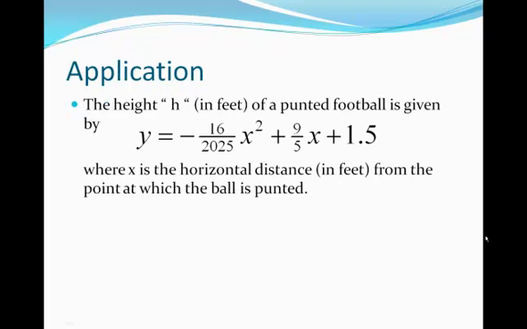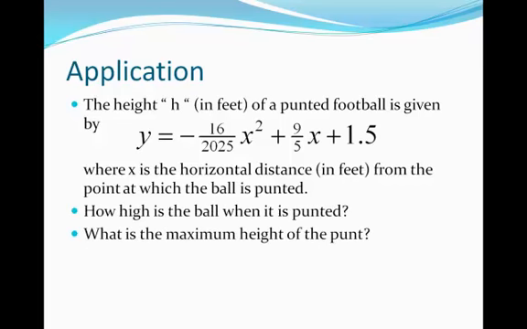In our first problem, we're given that the height h of a punted football is given by the following quadratic equation. Here, y represents our height, and x represents the horizontal distance in feet from the point at which the ball is punted. Now, what we want to figure out with this is basically just answer a few questions. We want to know how high the ball is when it is first punted. And we also want to know what is the maximum height that the ball obtains.